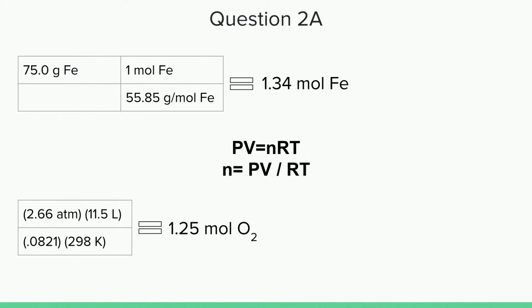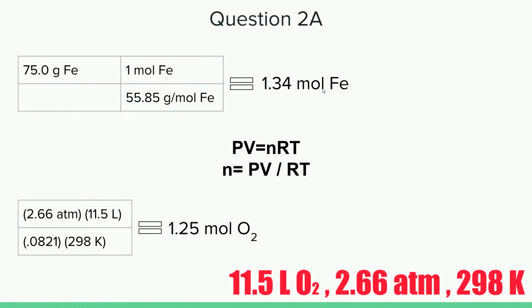Question B asks us to calculate the number of moles of each of the reactants before the reaction begins. The problem gives us 75.0 grams of iron. To get this into moles, we have to divide by its molar mass of 55.85 grams, and we end up getting 1.34 moles of iron. The problem also gives us 11.5 liters of O2, 2.66 atm, and 298 Kelvin.